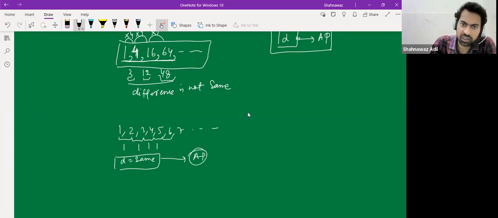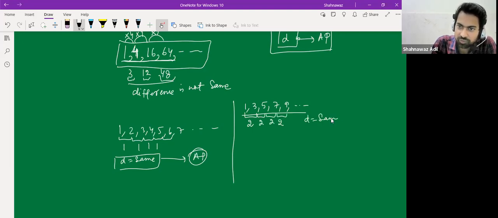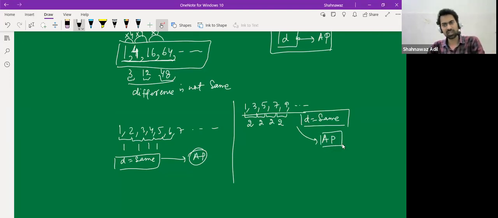And in this example also, we have the higher term minus the lower term, right? So this is, and this is, and this is again, and this is again. So D is the same again, right? So this is also an AP, right, guys? Okay, understood, guys?